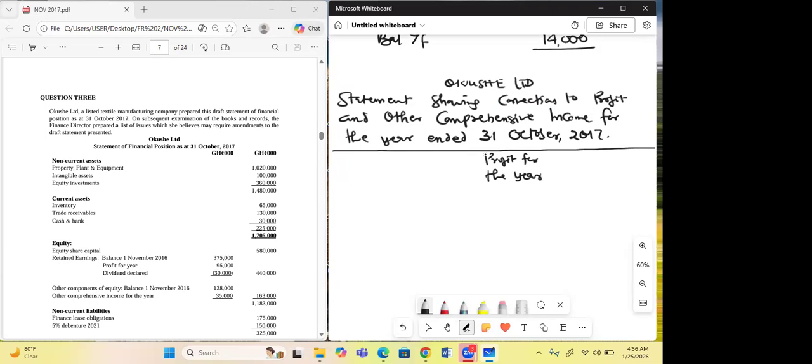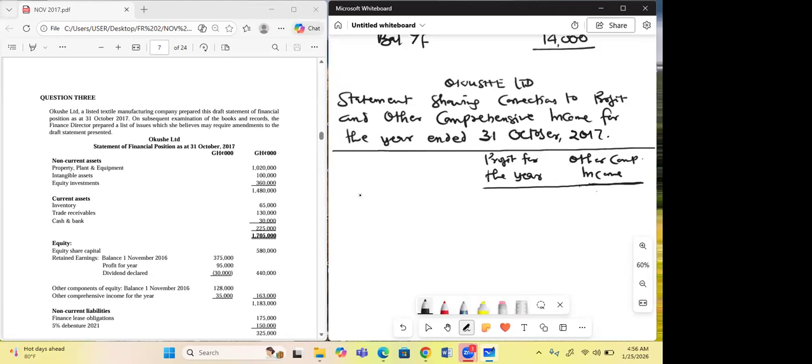I'll put profit for the year at one side. Then I'll put the other comprehensive income too at one side. This is my network. Very bad.